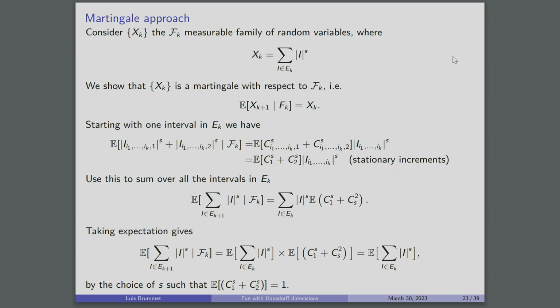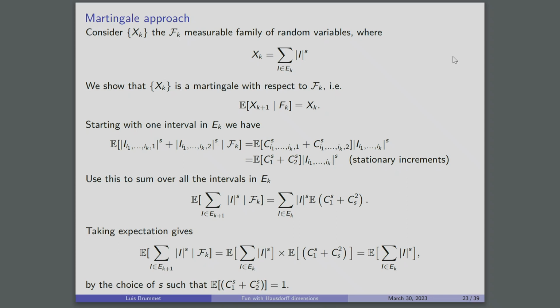And for those who don't know martingales, just think of the following equation: the average of your (k+1)th generation given the information of your kth generation is exactly, again, the random variable Xk. So averaging over the next generation, given the information of the generation before, is exactly the length of the kth generation. And why does this hold true?